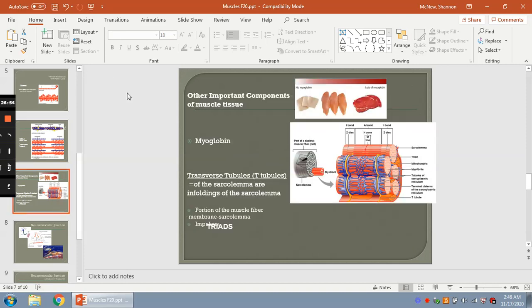Okay, a few other important components of muscle tissue. One is called myoglobin. Now, myoglobin is a molecule that is found inside muscle fibers, and it's very interesting. Whenever you see MYO, that tells us it's muscle, myoglobin. Myoglobin is a special molecule that will bind oxygen. It will bind to molecules of oxygen.